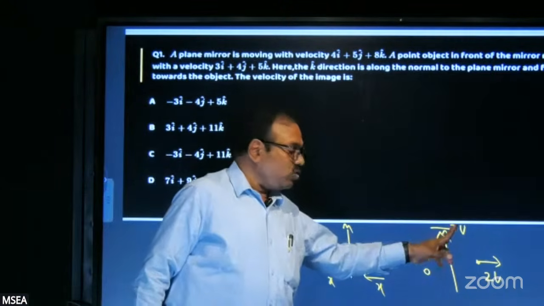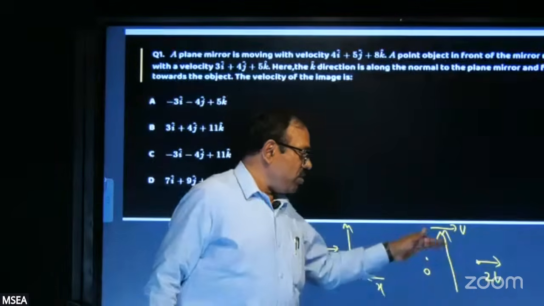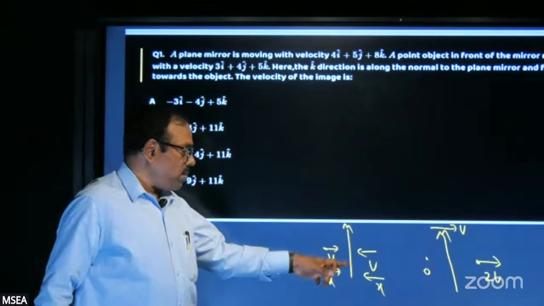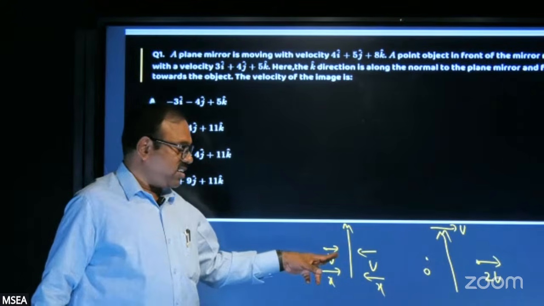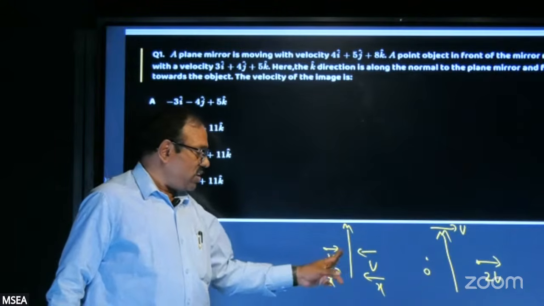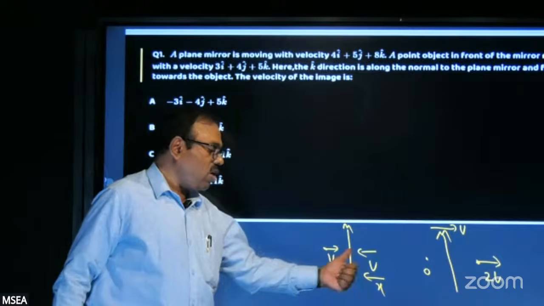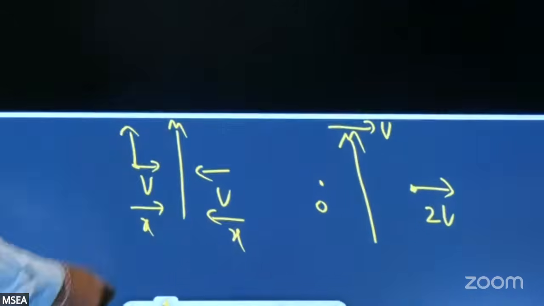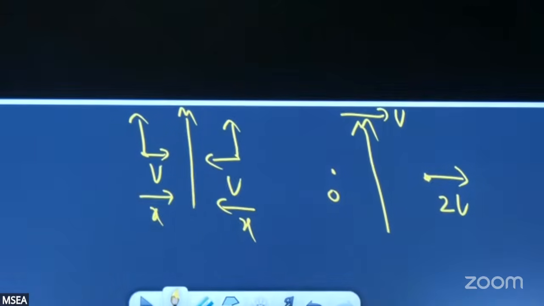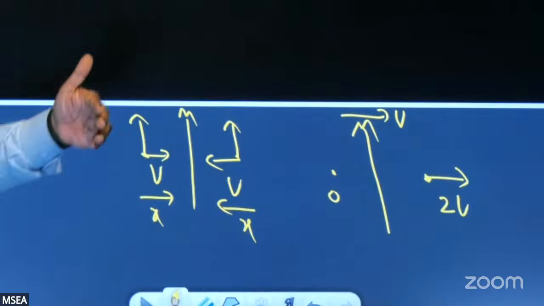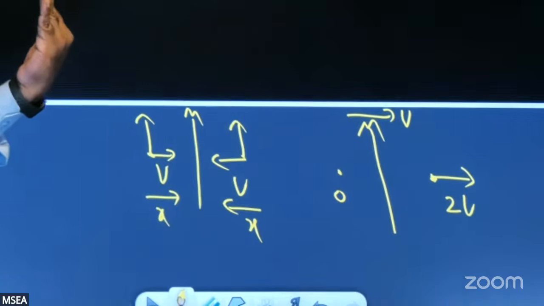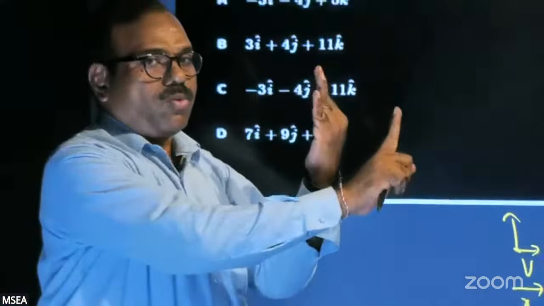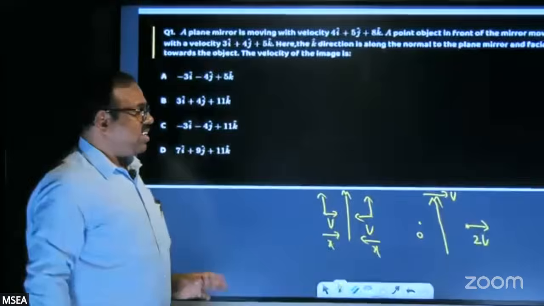If the mirror moves perpendicular to the object, then the image moves with double the velocity of the mirror. Also, if the mirror is kept at rest and the object is moving, the image moves with the same magnitude of velocity but in the opposite direction. These points you have to remember. And if the object moves in the plane of the mirror, the image moves with the same velocity in the same direction. Suppose this is the mirror: if I move perpendicular to the mirror, the image moves opposite to this. If I move parallel to the mirror, the image moves with the same velocity in the same direction. These things you have to remember.